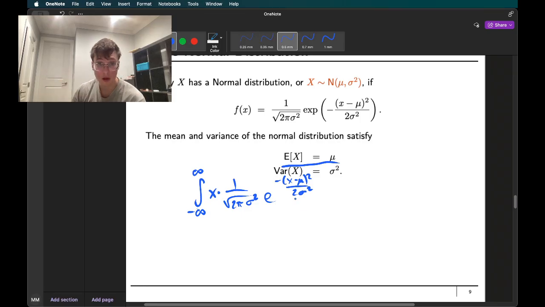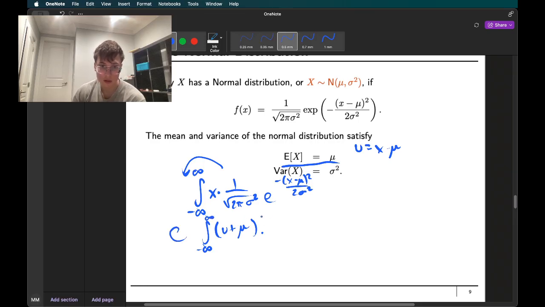So how we're going to do this, we're going to integrate by parts. So let u be equal to x minus mu. So then this x gets replaced by u plus mu up here. And then we're going to take this out of here, and we're going to keep this. So then here's that constant, I don't want to write it out. And then e to the, actually, sorry, replace this with minus u squared over 2 sigma squared.